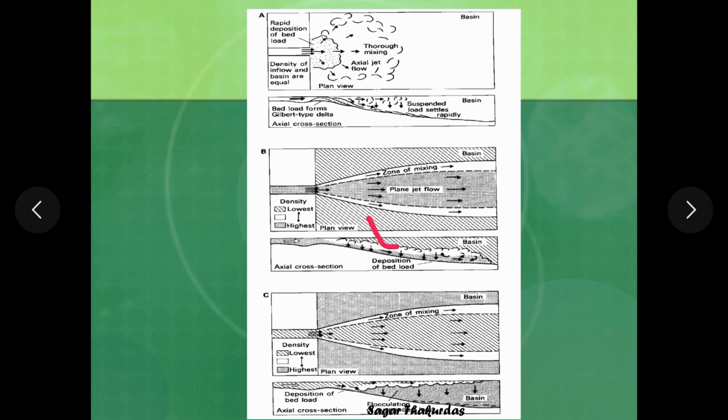So these are the deltas where you get to see turbidites or Bauma sequence that we have seen in the previous video. So when the flow is underflow along the slope, turbidity currents are generated, and the deposits are called turbidity flow deposits or turbidites. And the third one is hypopycnal flow, which is also called a buoyancy dominated delta.